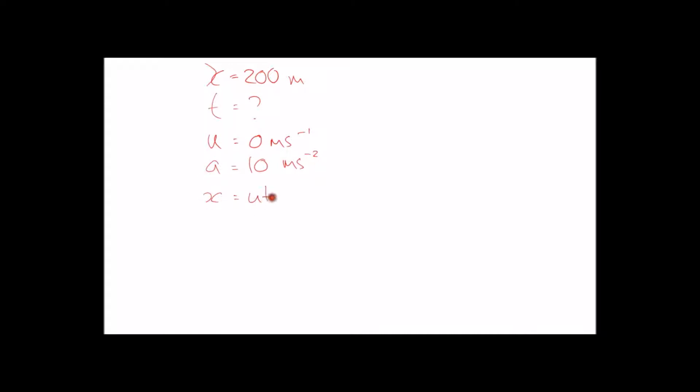So x equals ut plus a half at squared. Now this ut term disappears because u is 0. So what I'm left with is 200 equals a half times 10t squared. When I rearrange this and solve it, I get t equals the square root of 200 over 5, so it is the square root of 40, which is 6.3. So that is the time required for the object to fall 200 meters.